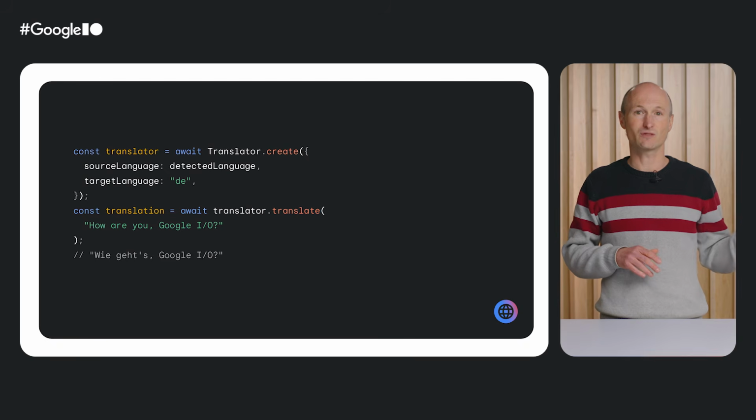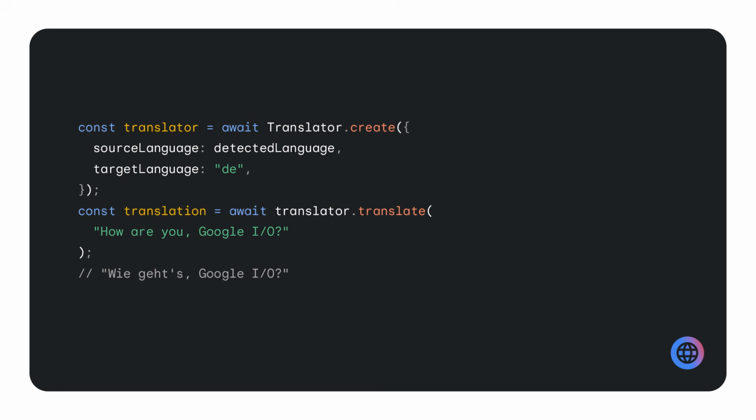The Language Detector API pairs well with the Translator API, which allows you to translate from a source language to a target language. You create a translator by calling the create function with the source and the target language. Then you call the translator's translate method and you get the translation.